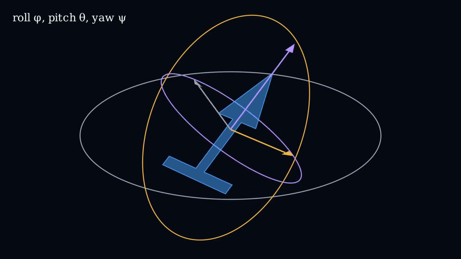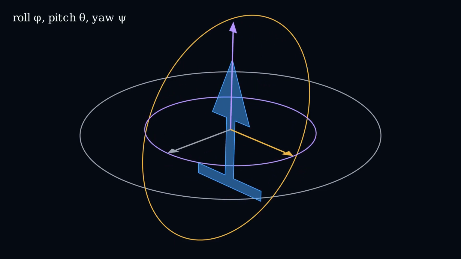But gimbal lock is a real hazard. As pitch approaches 90 degrees, nose pointing straight up, the roll and yaw axes align, and the representation becomes singular. A small physical rotation can now demand an enormous, unstable jump in the represented angles. This isn't hypothetical. The Apollo 11 guidance computer used a 3 gimbal platform and could genuinely lock up during certain maneuvers, which is where the famous in-mission gimbal lock alarms came from.